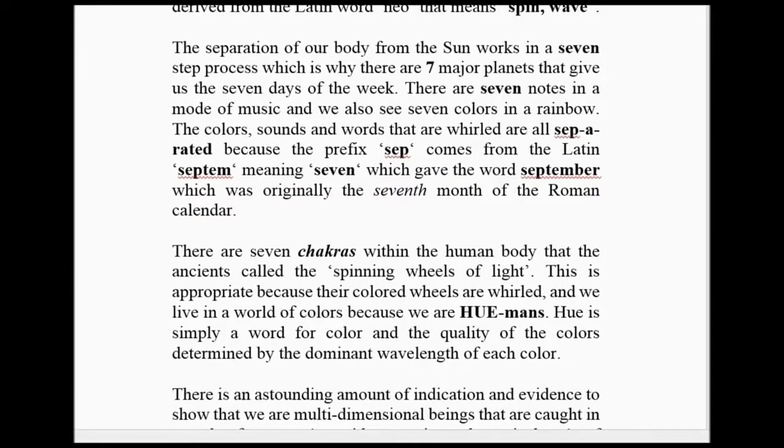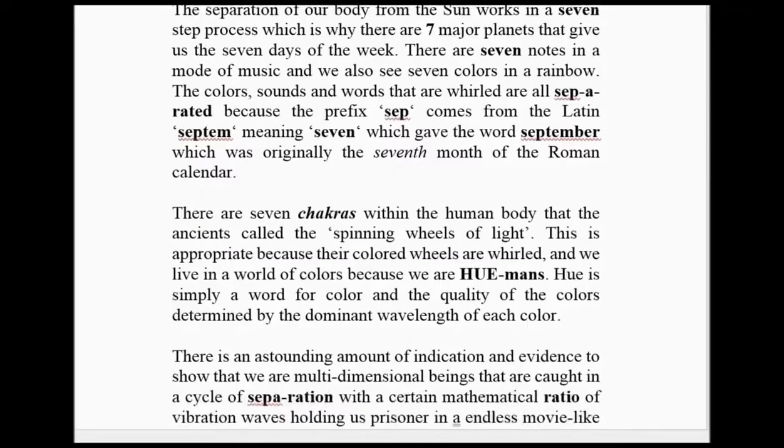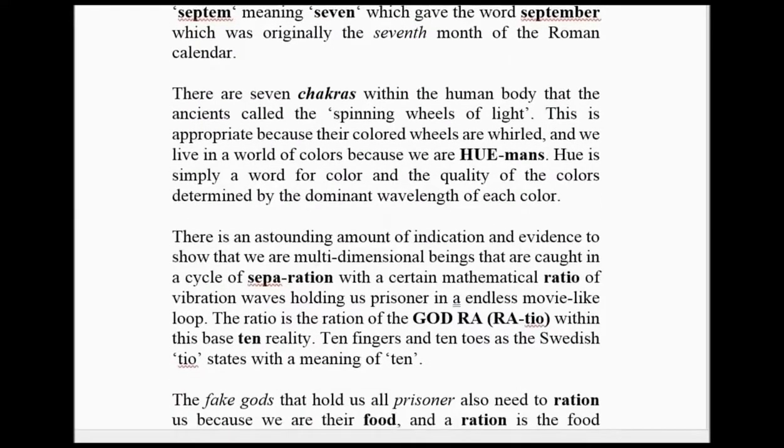The separation of our body from the sun works in a 7-step process. This is why there are 7 major planets and give us 7 days of the week. There's 7 notes in the mode of music, and we also see 7 in the rainbow. The color, sounds, and words that are whirled are all separated because the prefix sep comes from septum, meaning 7, which gives us the word September, which was originally the 7th month of the Roman calendar. There are 7 chakras in the human body. The ancients called them spinning wheels of light.